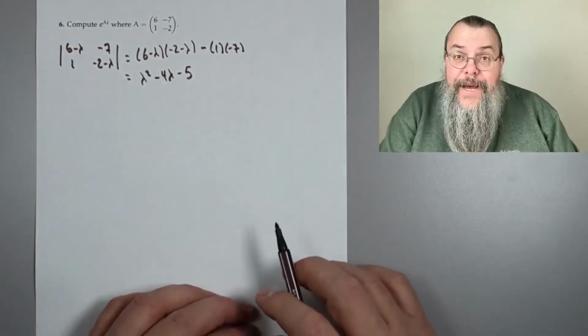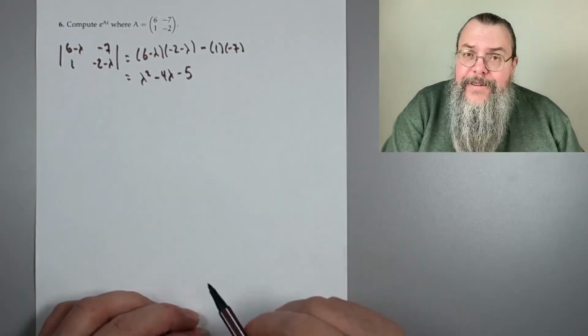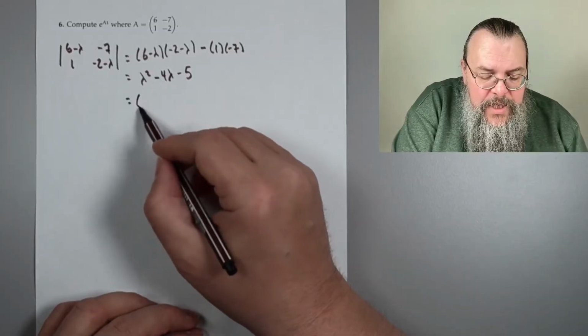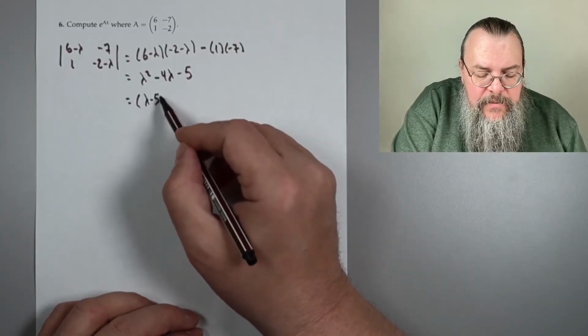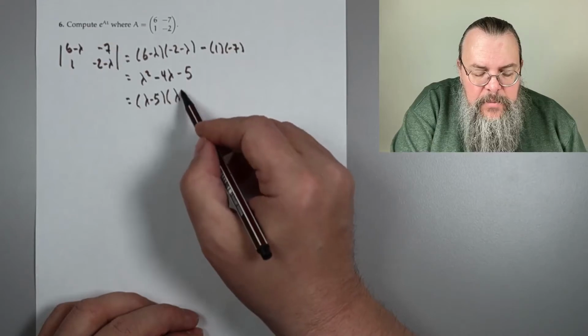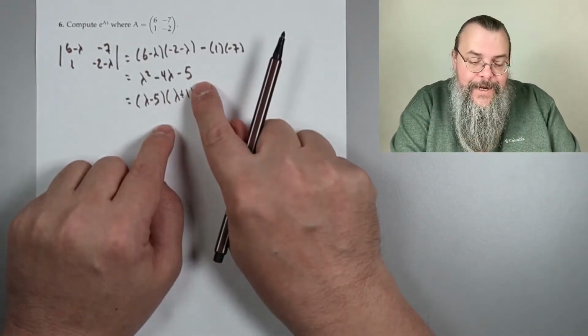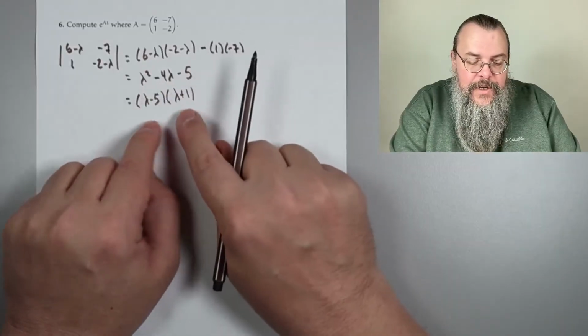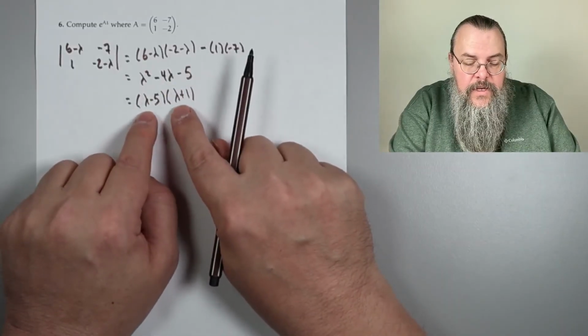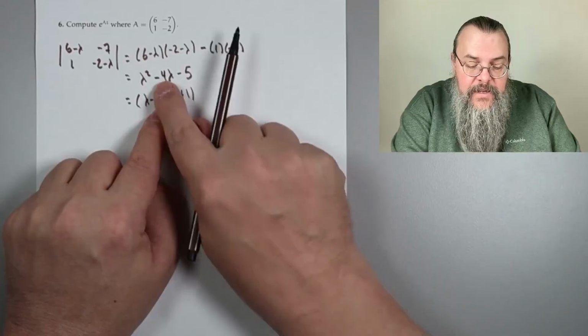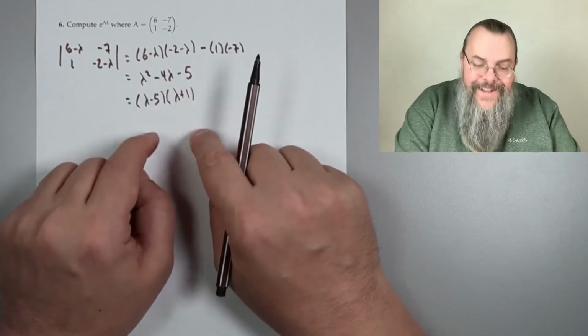Okay, does that factor? I think it does. It looks like it might be lambda minus 5, lambda plus 1. Let's see, does that make sense? Because you need two things that multiply to negative 5 but add to negative 4. Lambda squared, that's true. Lambda minus 5 lambda is minus 4 lambda. And yeah, it works.